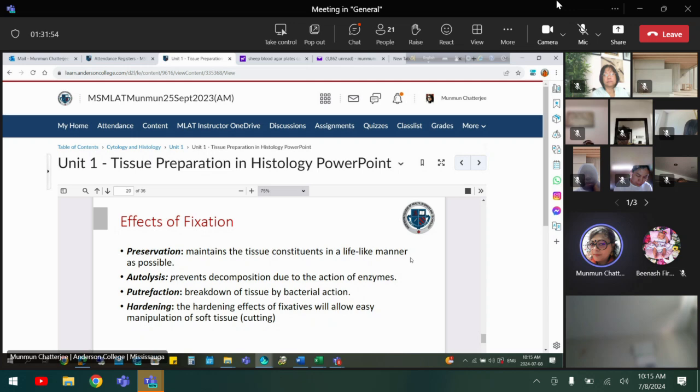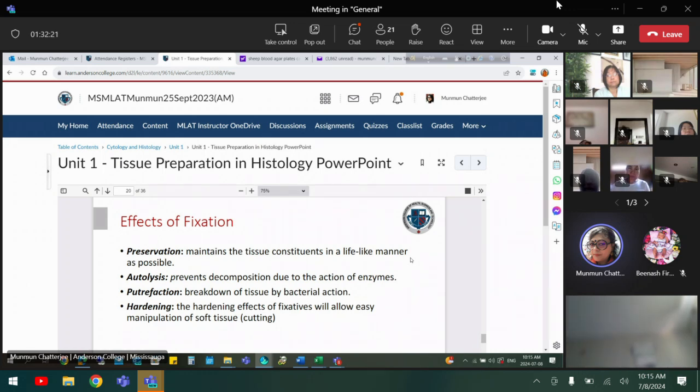Autolysis. Autolysis means the breakdown of cells or tissues, decomposition due to the action of enzymes. In the body there are different types of enzymes, and when you take the tissue out, all the active ingredients of the cells are still there. When they are not getting anything, they carry out their process, called the decomposition of the tissue. What is called putrefaction?